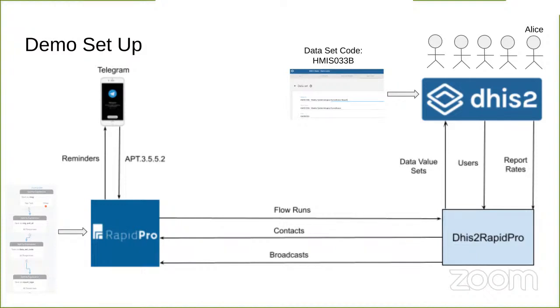We're going to see in this demo that a contact called Alice will submit messages via the Telegram application, and these will eventually end up as reports, as data value sets in DHIS2. These reports are the outpatient department weekly reports. On the RapidPro side, the server doesn't have any contacts, it's empty, but it does have a flow configured. This flow is decoding the Telegram messages sent by Alice and other contacts for the OPD weekly reports.